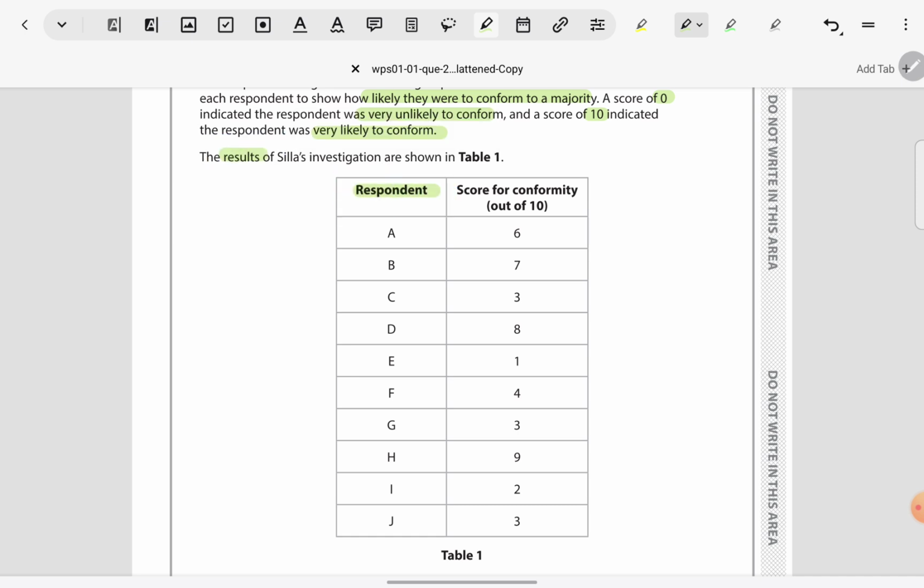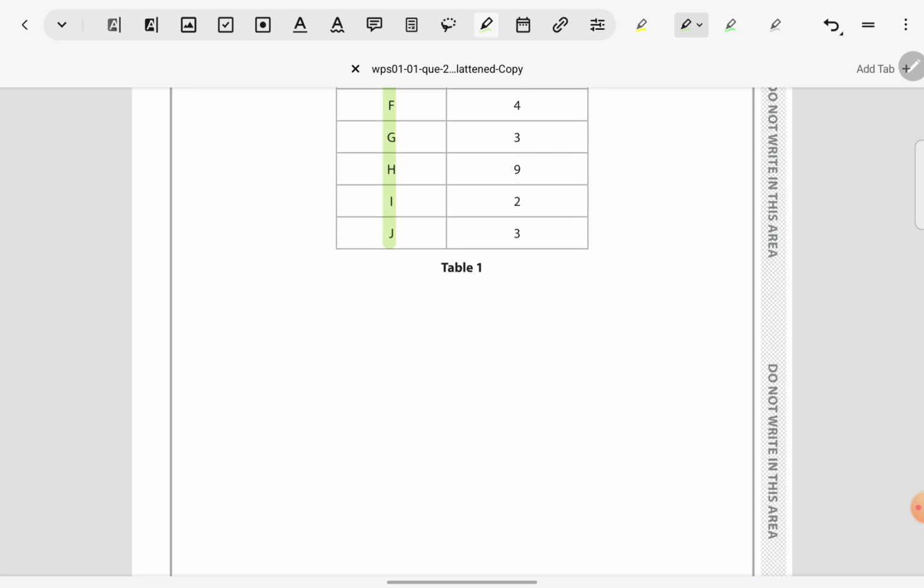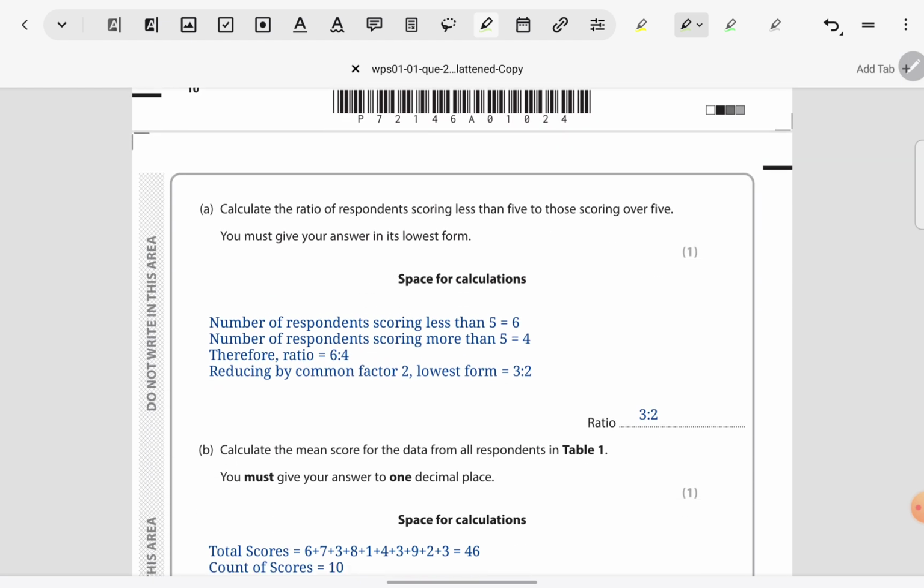We can see the respondent numbers in one column and the score for conformity in the other column, which is out of 10. What they want us to do is calculate the ratio of respondents scoring less than 5 to those scoring over 5. If you've done GCSE, this should be very easy for you. It's exactly the same type of question which used to come last year. If you're doing it for the first time, these are basic mathematical skills.